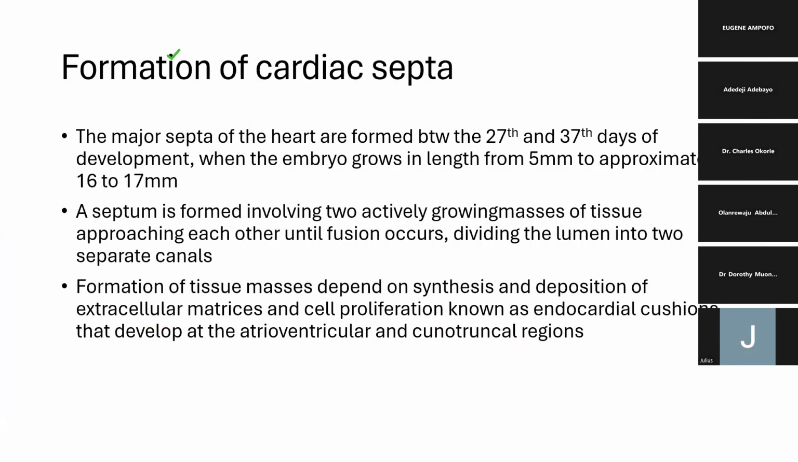So, formation of the cardiac septa. The major septa of the heart are formed between the 27th and 37th day of development, when the embryo grows in length from 5 millimeters to approximately 16 to 17 millimeters. A septum is formed involving two actively growing masses of tissue approaching each other until fusion occurs, dividing the lumen into two separate canals. Formation of tissue masses depends on synthesis and deposition of extracellular matrix and cell proliferation, known as endocardial cushions, that develop at the atrioventricular and conotruncal region.